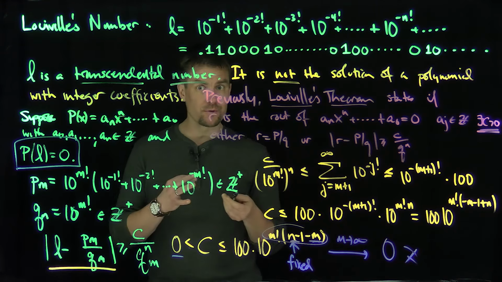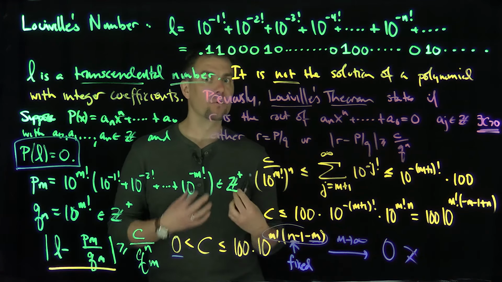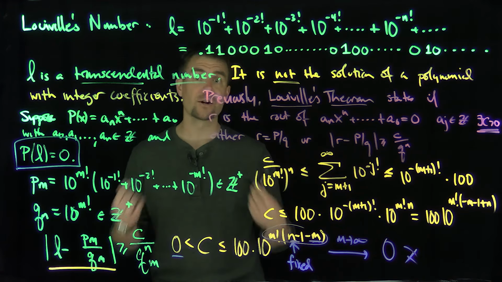Now this is one of the easier proofs of transcendental numbers. In further videos we'll show that e and pi are transcendental, but this gives us a good sense of how we go about proving things are transcendental using this Liouville approximation for algebraic numbers.